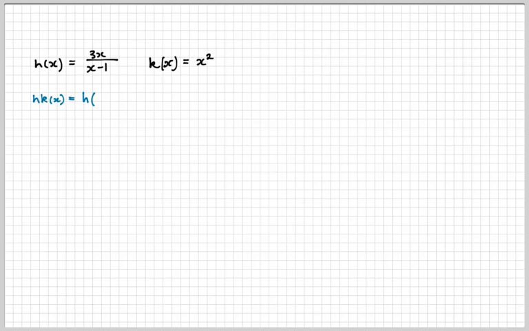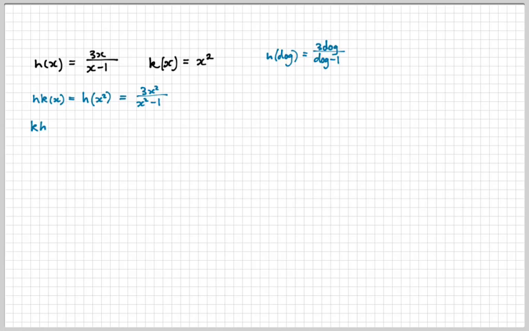x goes through k, and then that answer goes through h. When x goes through k, we get x squared. So we're going to put x squared through h. h of x squared. Let's think about what h of dog is, just to get us familiar with what happens when we put something through the function. h of dog is going to be 3 lots of dog over dog minus 1. So h of x squared, maybe pause the video if you haven't already and try this, is going to be 3 lots of x squared over x squared minus 1. So this function, 3x squared over x squared minus 1, is the composite function hk of x.